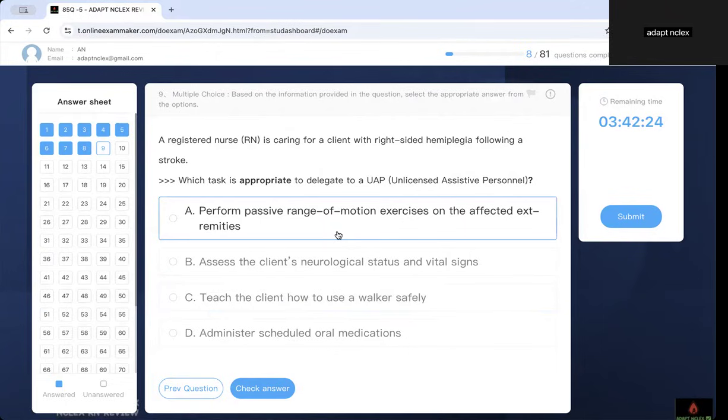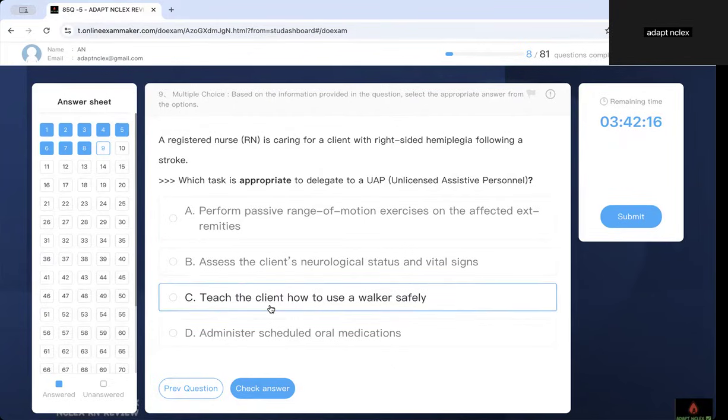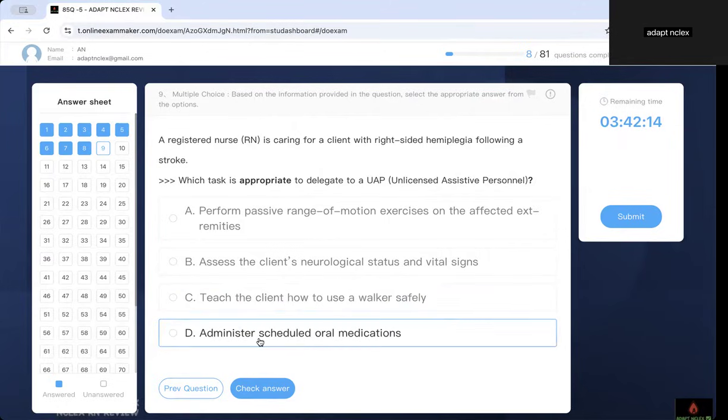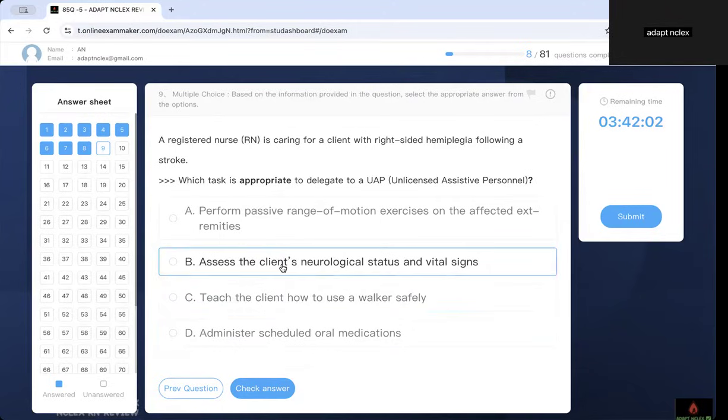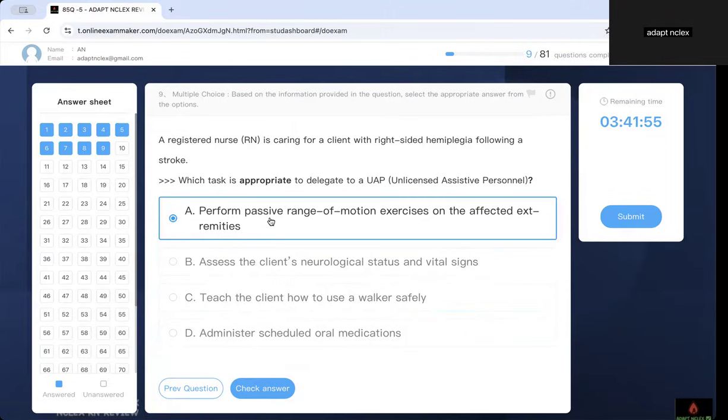Perform range of motion exercise on the affected extremities, assess the client's neurological status and vital signs, teach the client how to use a walker safely, administer scheduled oral medication. I said anything that does not require thinking. ADL. Administer medication, negative. Teach the client how to use the walker, negative. Assess the client's neurological status, you cannot assess. Therefore, passive range of motion is an ADL. Did you get the same answer? I know you got it because you watched Adaptation.